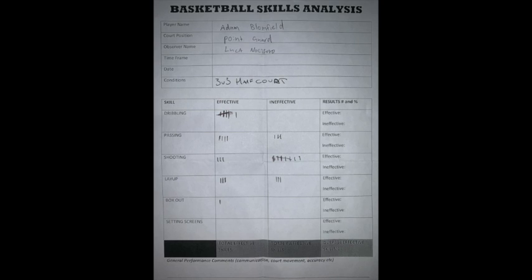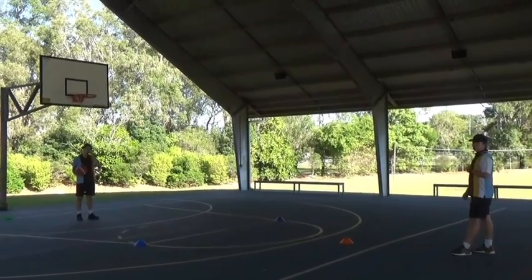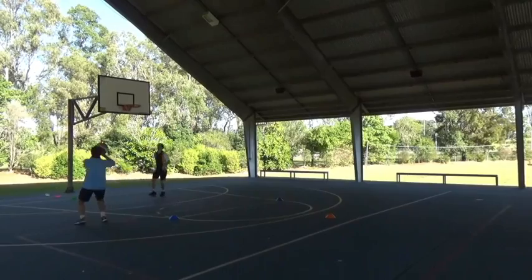An issue with my current skill level is consistency. In the BSA, we can see that despite a high number of effective skills performed, they are either matched or surpassed by a negative performance. This excluded dribbling, which was effective 100% of the time.